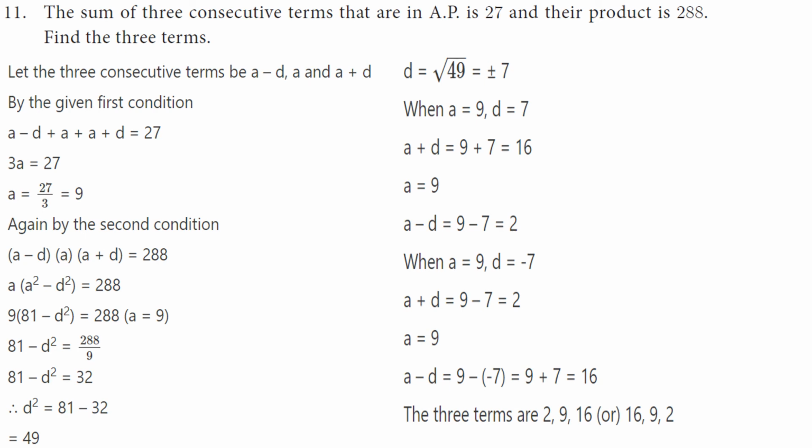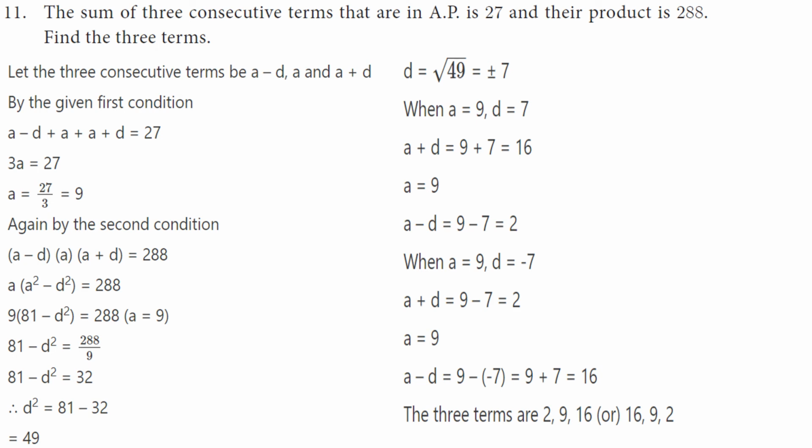Therefore, minus d squared equal to 32 minus 81. Therefore, d squared equal to 81 minus 32, that is d squared equal to 49. d equal to 7. So we will find the 3 terms. So when a equal to 9, d equal to 7 means a plus d is 16 and a is 9. a minus d is 9 minus 7 equal to 2.